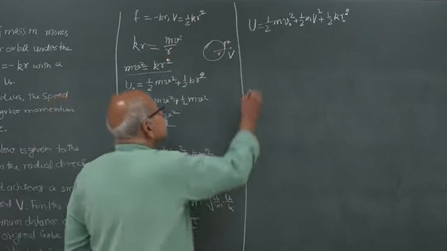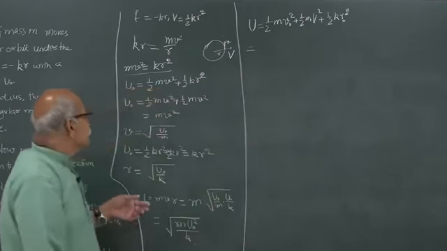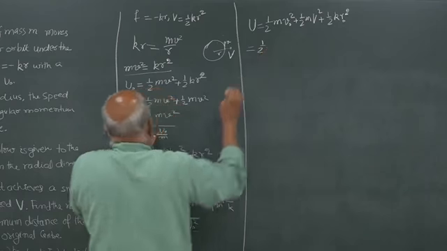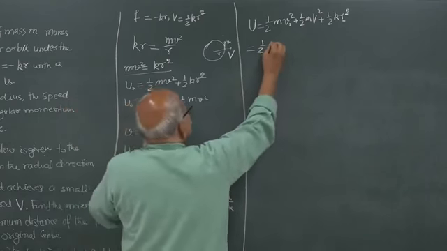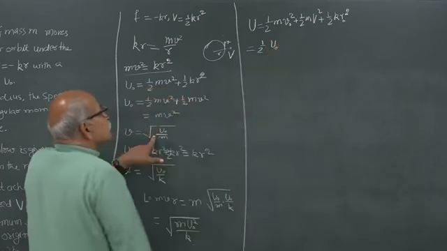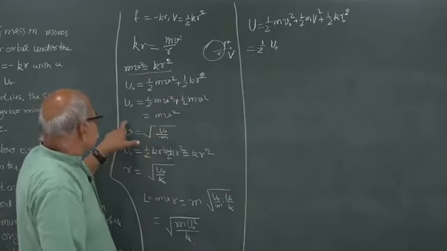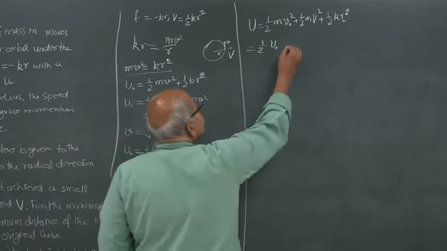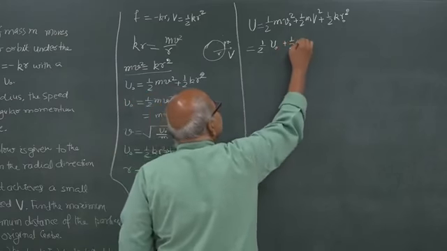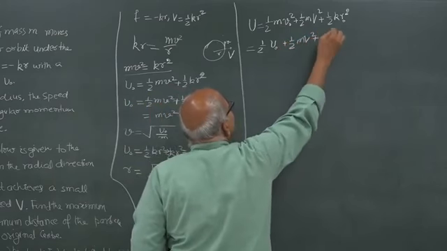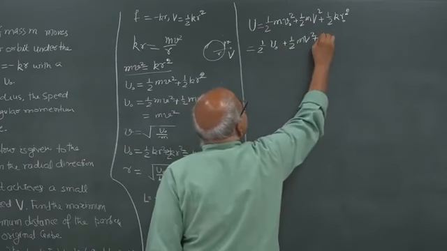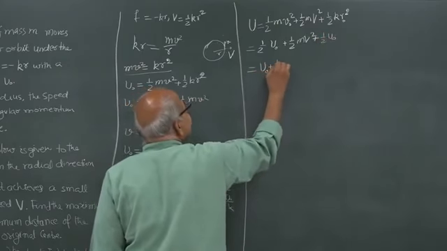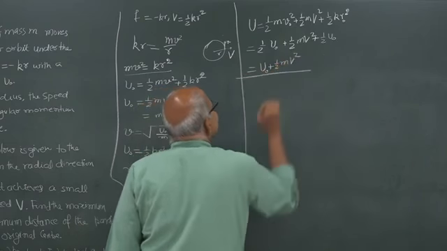We can write the values also. Half m v naught square will be u naught, correct. So, m v naught square will be u naught. So, it is this, and then plus half m V square, it is given to us, and then half k r naught square will again be this. So, it is again half u naught, and you have just increased the energy by this half m capital V square. So, this is the energy.